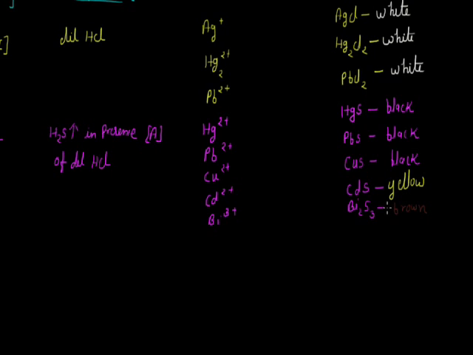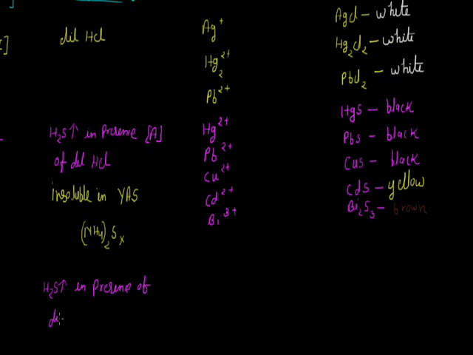Now the cations of second A group are all insoluble in YAS, that is yellow ammonium sulfide, and its formula is (NH4)2Sx. Now we are having the second B group. In the second B group, the reagent is the same, that is H2S in presence of dilute HCl, but we are placing different cations.